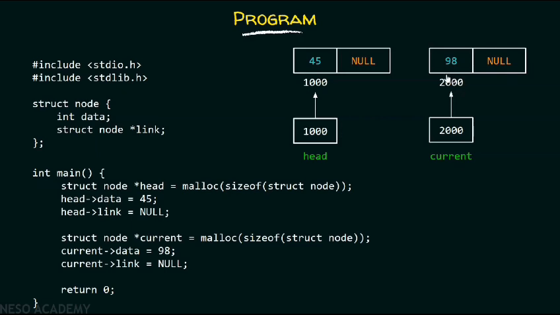Now the next step is to update the link part of the first node so that it can point to the second node. So this is the way we update the link part of the first node. The link part of the first node now contains the address 2000, because current contains the address 2000. That is why head's link equal to current gives this address 2000. It means the link part now contains the address 2000, which means that now the first node is connected to the second node. Isn't that simple?